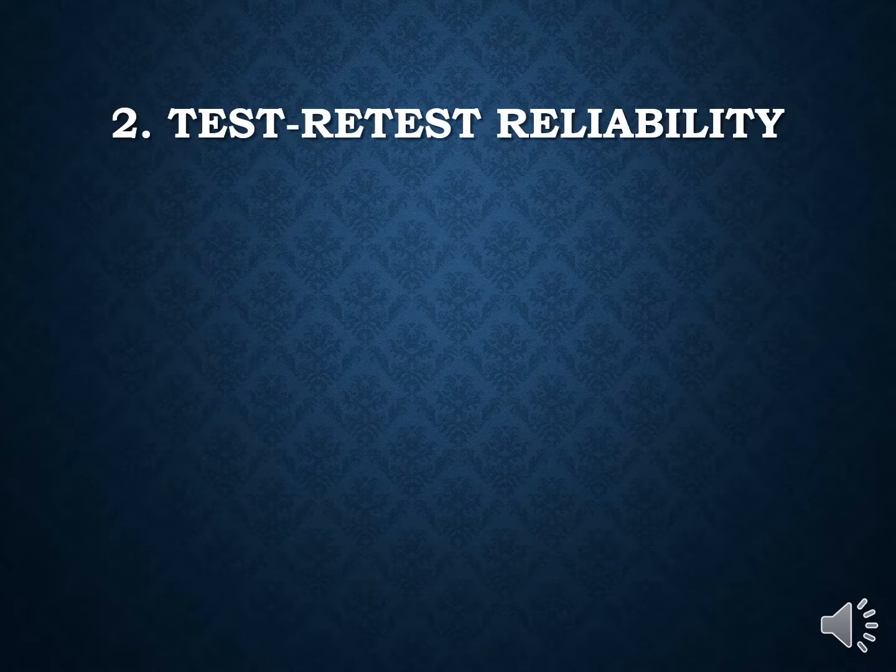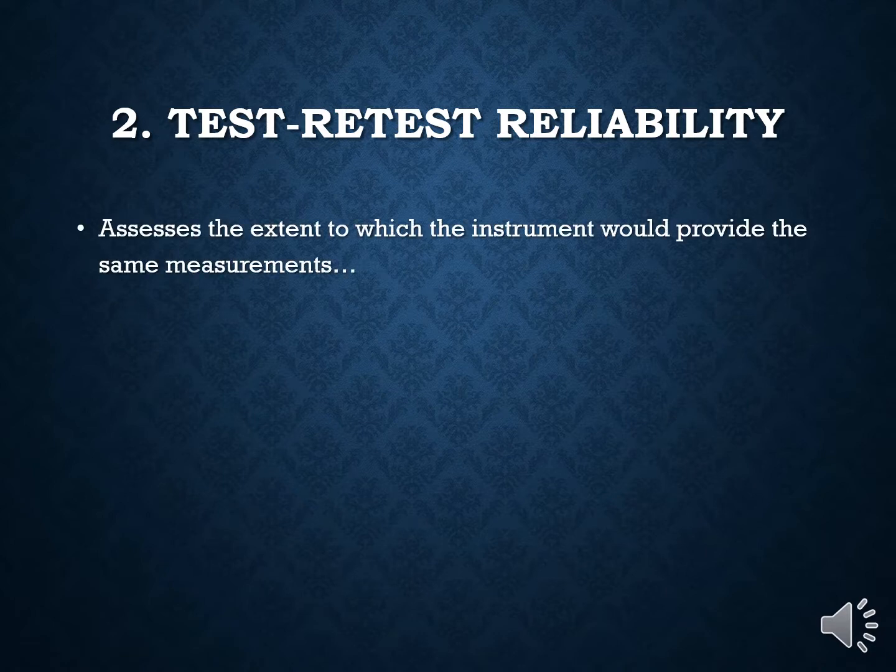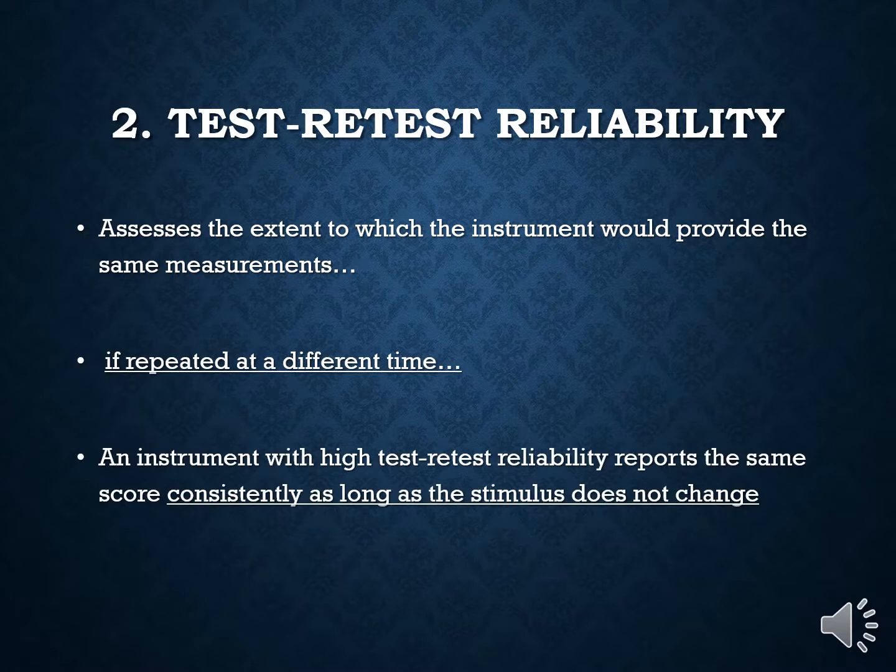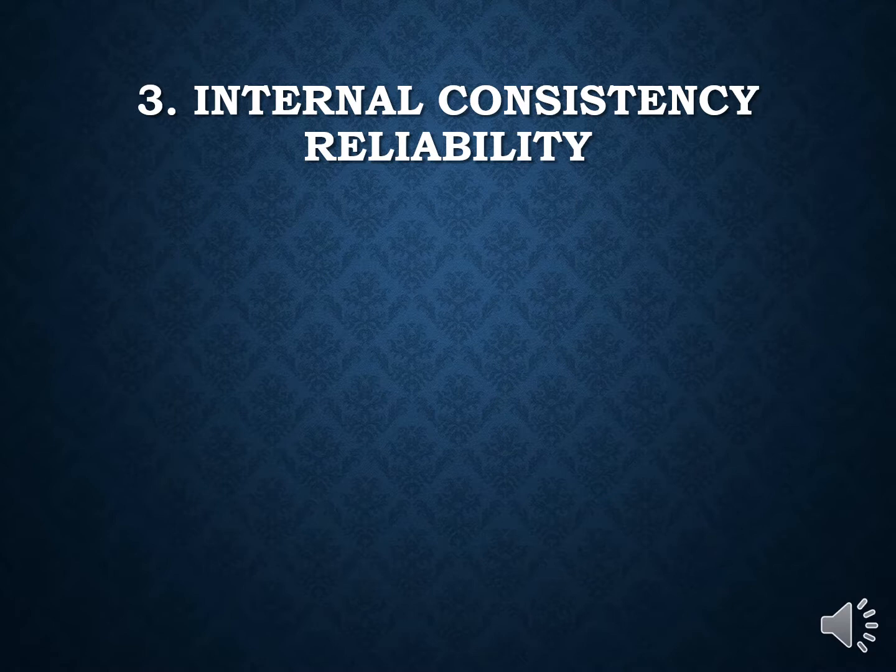Secondly, we look at test-retest reliability. And as our textbook talks about, we look at the assessment of the extent to which the instrument would provide the same measurements if repeated at a different time. And also, an instrument with high test-retest reliability reports the same score consistently as long as the stimulus does not change. So within the context of this, we're seeking to make sure that the reliability is consistent, both the first time we test it as well as any additional retest.